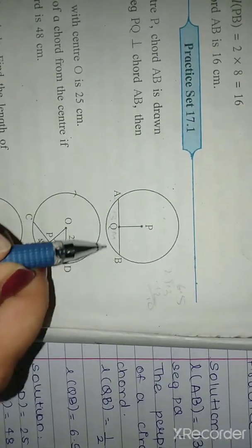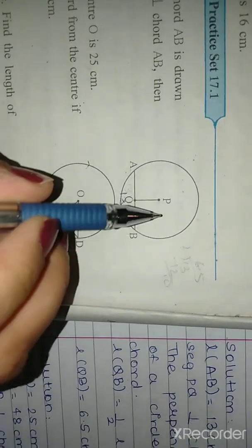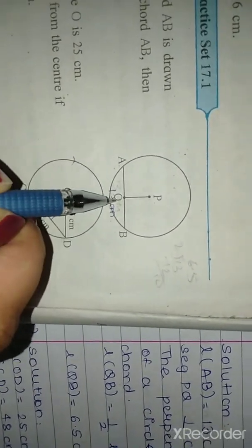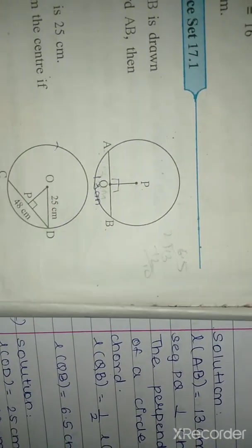The first sum is: in a circle with center P, chord AB is drawn of length 13 centimeters. Segment PQ is perpendicular to chord AB. Then find the length of QB. We are given the length of the chord, that is, the length of AB as 13 centimeters. And it is given to us that PQ is perpendicular to this line, that means this is angle 90.